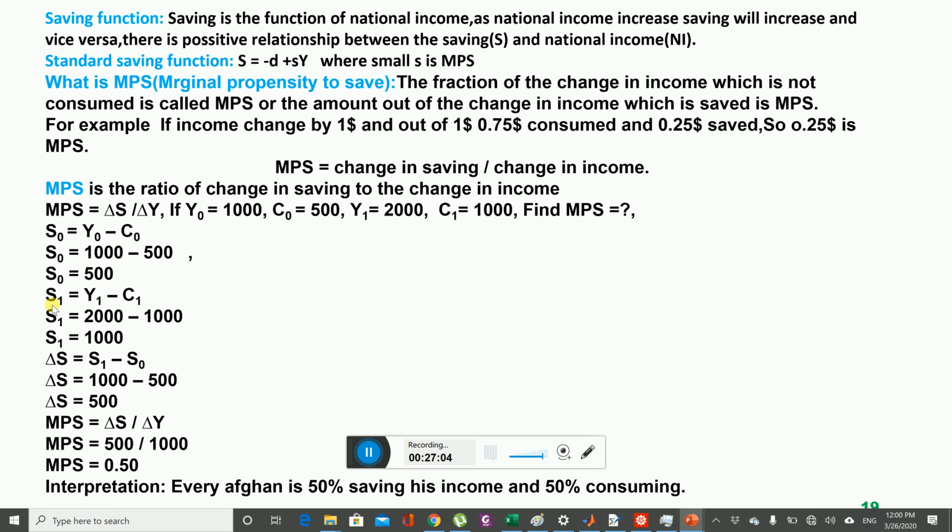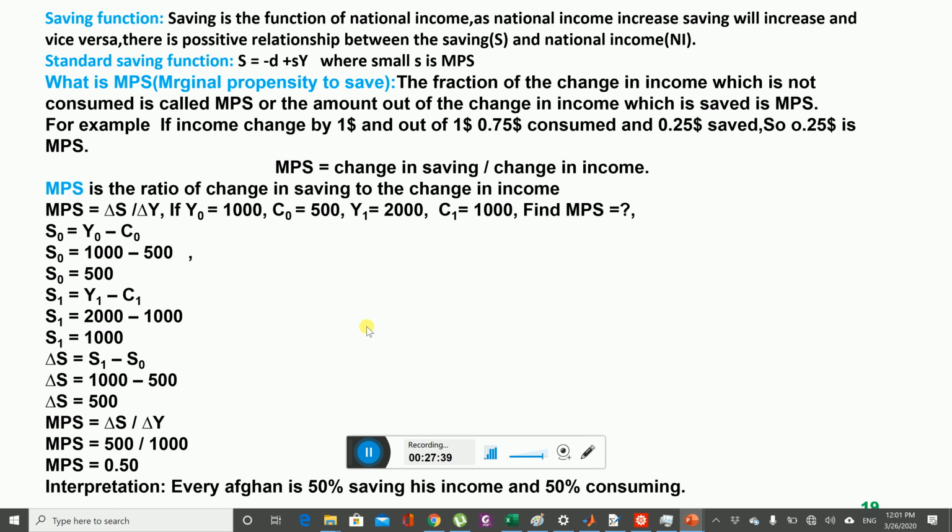the people. Second saving, we can calculate as second national income Y1 minus second aggregate consumption C1. So second national income is $2,000 billion and second aggregate consumption is $1,000 billion. The difference is $1,000 billion. It means second saving is $1,000 billion. Now we will calculate the increase in saving, change in S, S1 minus S0. S1 is 1000, original saving S0 is 500, change in saving is $500 billion.